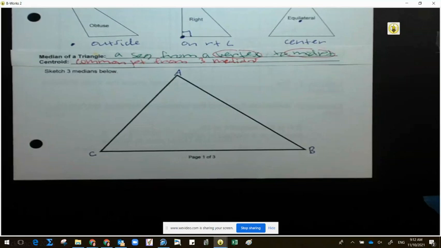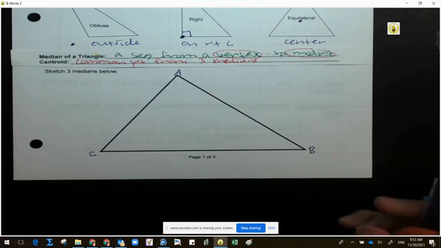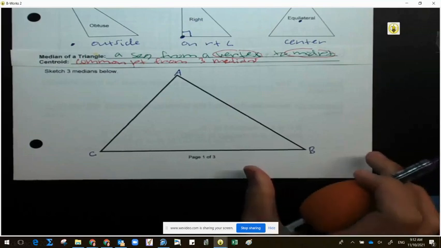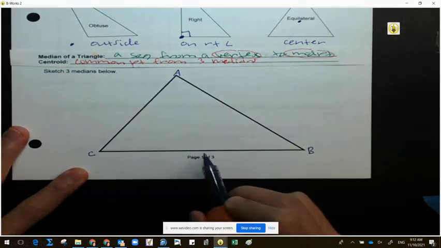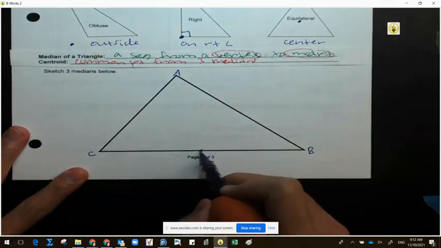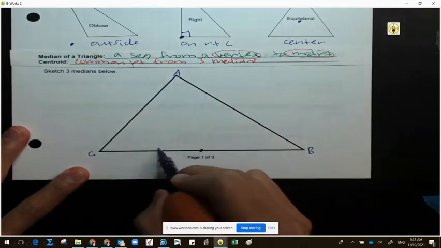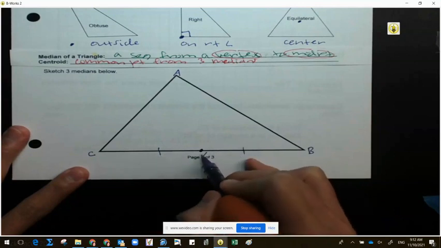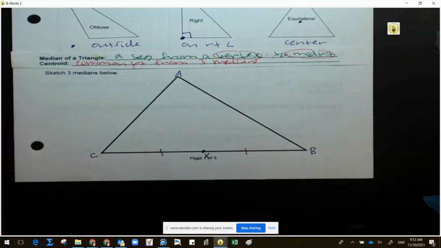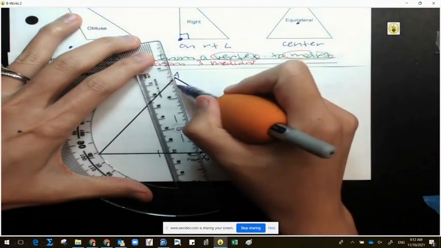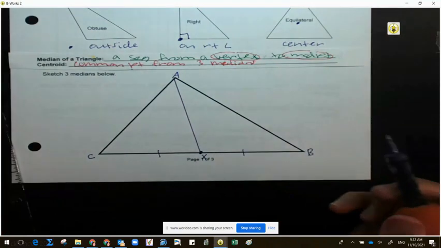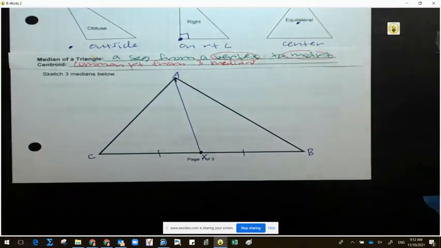All right, let's make our medians. For the medians, I think I want to make three of them. I'll start with two and see how the third one is going to connect to test our point. So let's pinpoint the middle of CB and notate it. I'm going to call that point X. Let's go ahead and connect A to X. Oh, that was a little off on the vertex. There we go.